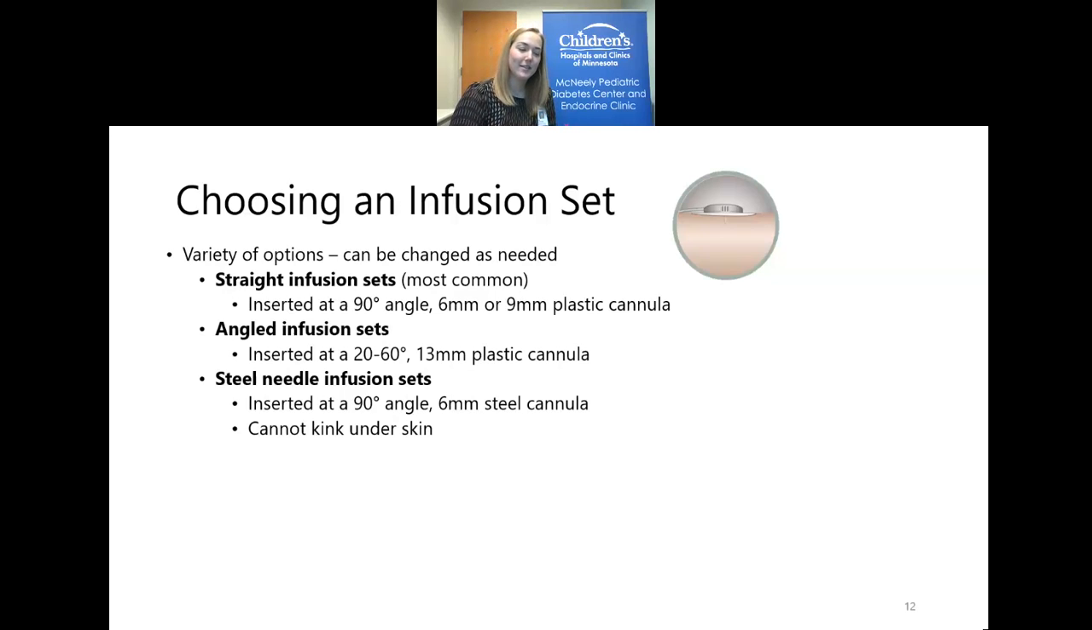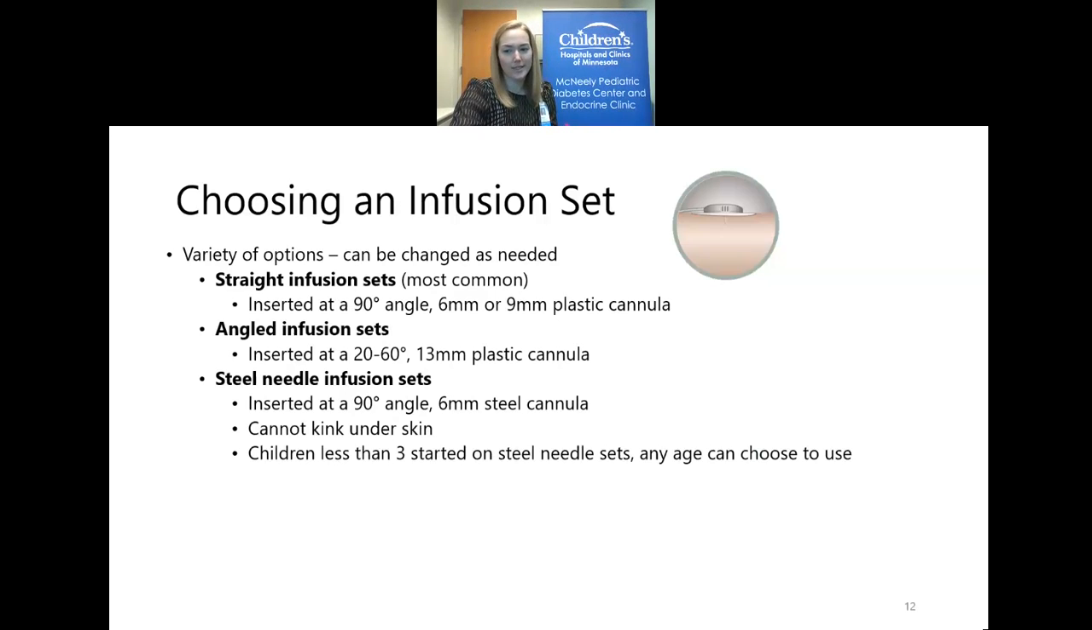So the plastic cannulas, they're flexible. If you sit on it funny, if you knock it funny, that cannula can bend under your skin. And when plastic bends, it gets occluded. Insulin can't get in. So for some people, they have a lot of issues with occlusions. Sometimes it's because of site placement. Sometimes it's because of your body composition. But so if you do have issues with occlusions, using the steel infusion sets is a really good option.